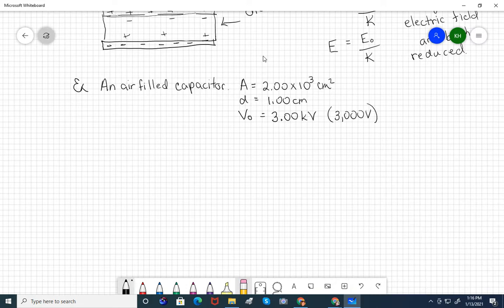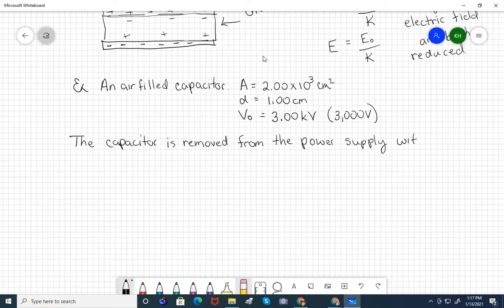All right. It says the capacitor is removed from the power supply with no charge loss.